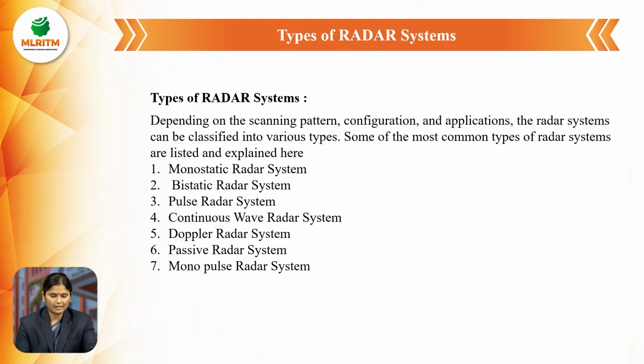Types of radar systems: depending on the scanning pattern, configuration, and application, radar systems are classified into various types. Some of the common types are the monostatic radar system, bistatic radar system, pulse radar system, continuous wave radar system, passive radar system, Doppler radar system, and monopulse radar system.